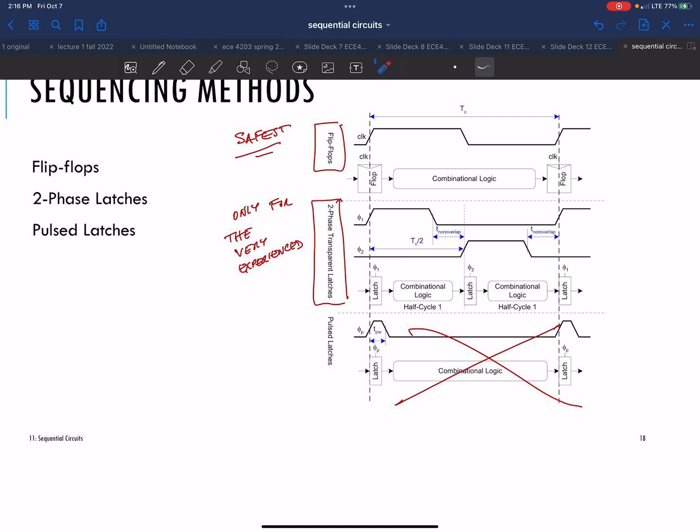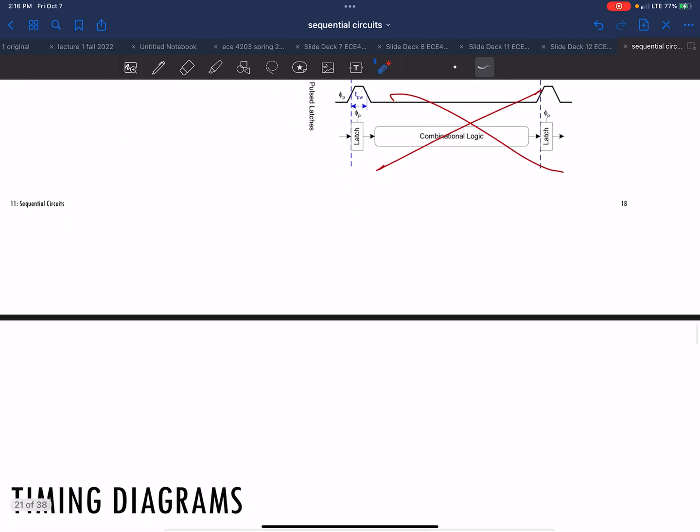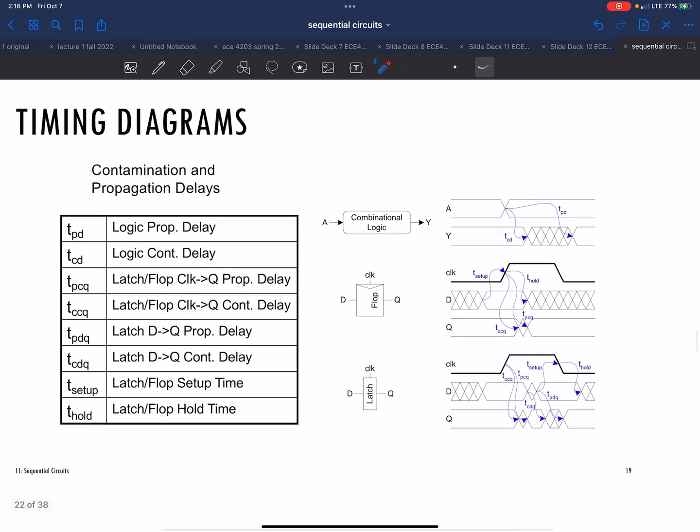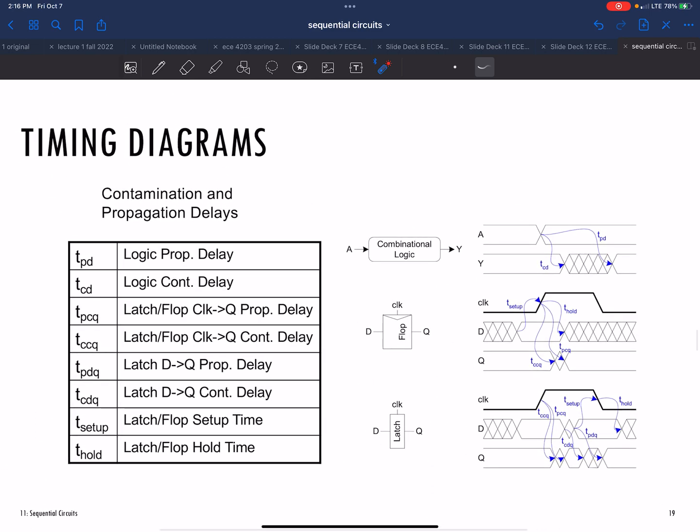So although I keep saying don't use a latch, I'm still morally obligated to tell you guys how latches work. Okay, legally obligated. It's a card-carrying circuit designer.